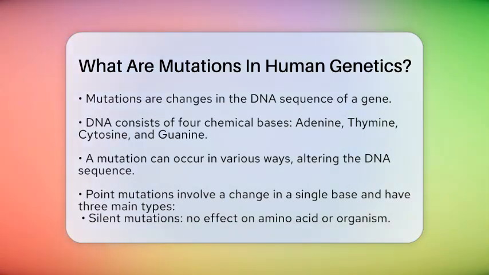To understand mutations, we first need to know that DNA is made up of four chemical bases: adenine, thymine, cytosine, and guanine. These bases are arranged in specific sequences. A mutation is any change in this sequence, and it can happen in several ways. One common type of mutation is called a point mutation. This involves a change in a single base.